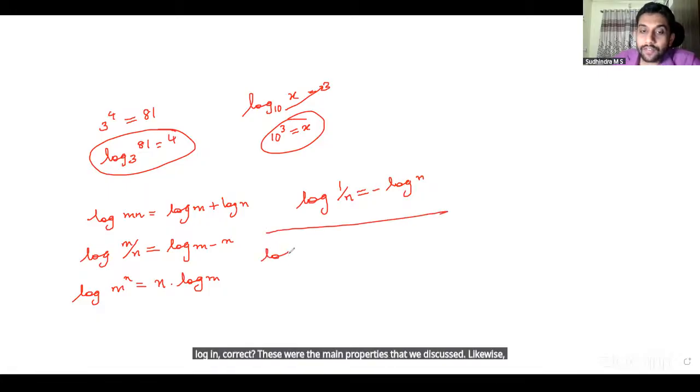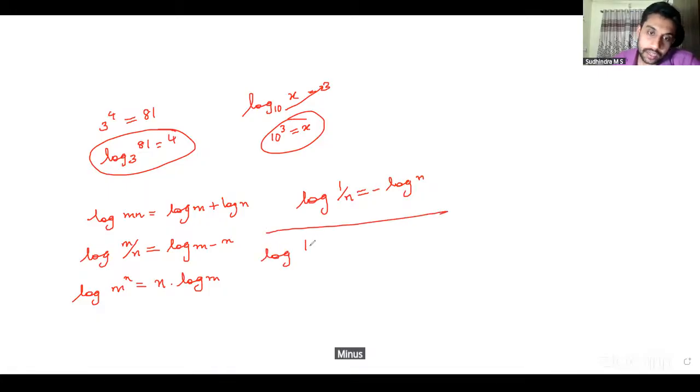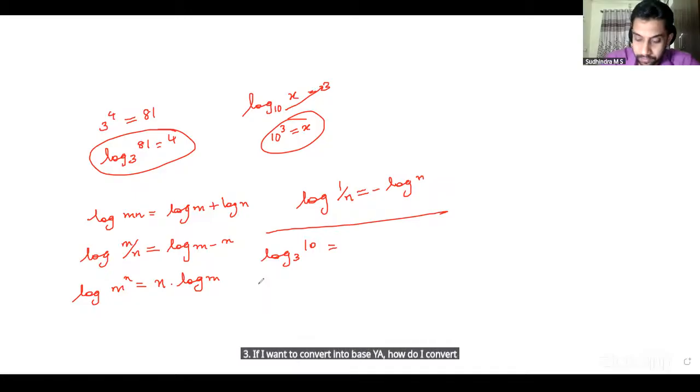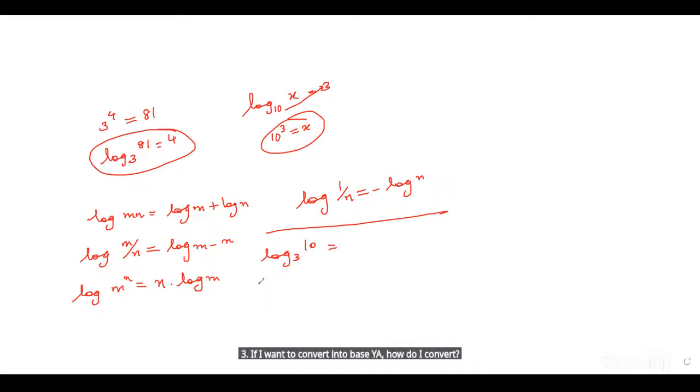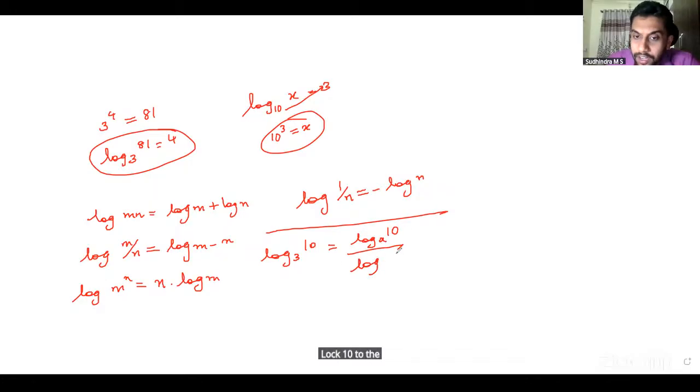Likewise, if I have log 10 to the base 3, and I want to convert it into base a, how do I convert? Log 10 to the base a divided by log 3 to the base a. Correct? That's how we convert logarithm into different bases. After this, what else did we discuss? We discussed the log table part, right?